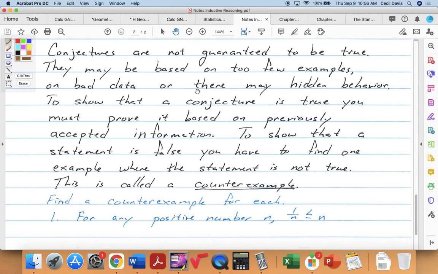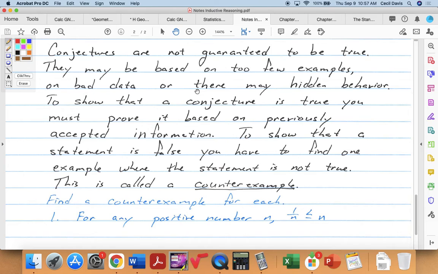So conjectures are not guaranteed to be true. Sometimes they don't work out. They may be based on too few examples, or on bad data, or there may be hidden behavior that you don't know about. To show that a conjecture is true, you must prove it based on previously accepted information. That's hard. To show that it's false is really easy. You just need to find one example where the statement is not true.